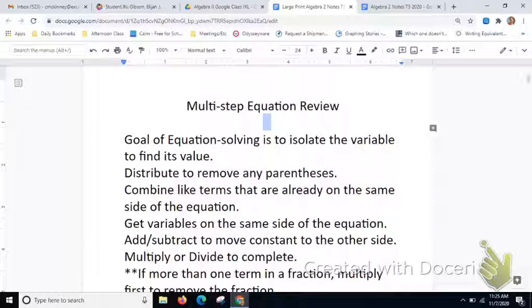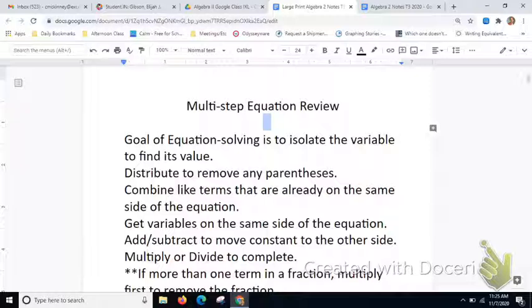First, I just want you to warm up by doing the 5 multi-step equations that are at the front of your notes packet. I have given you some reminders. The goal of equation solving is, of course, to isolate the variable, so get that variable by itself so we can find out its value.